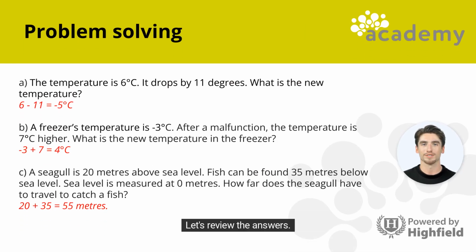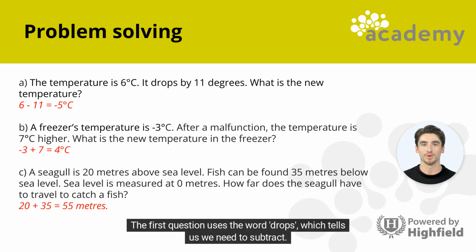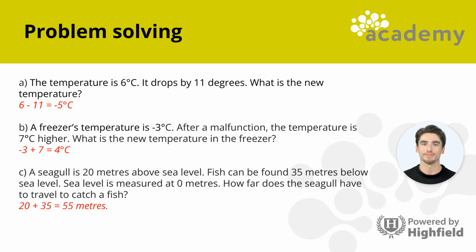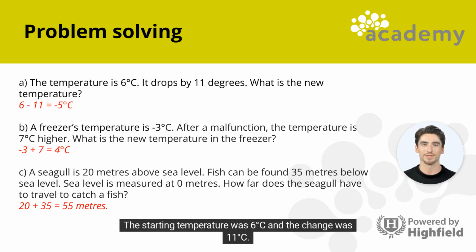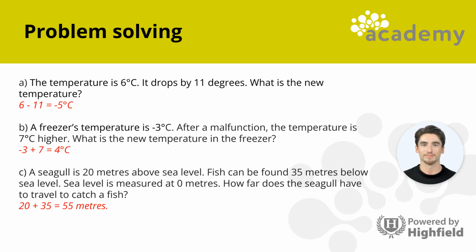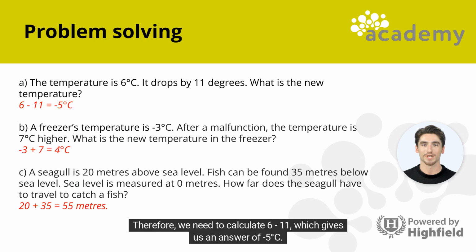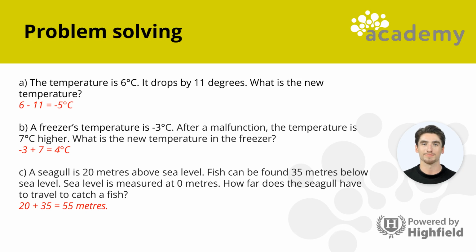Let's review the answers. The first question uses the word drops, which tells us we need to subtract. The starting temperature was 6 degrees Celsius, and the change was 11 degrees. Therefore, we need to calculate 6 minus 11, which gives us an answer of minus 5 degrees Celsius.